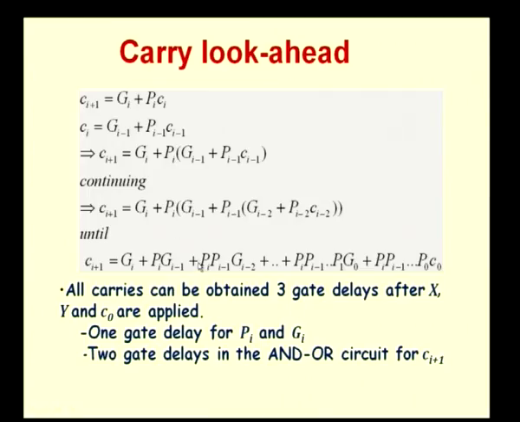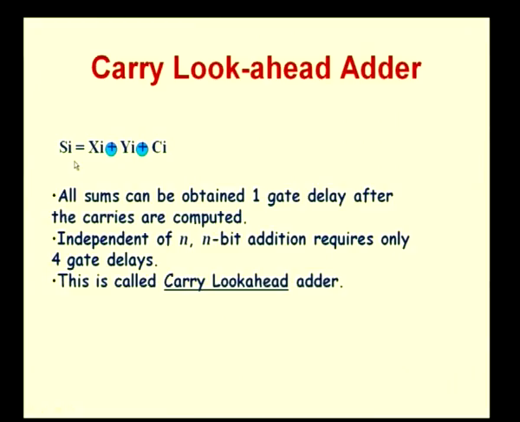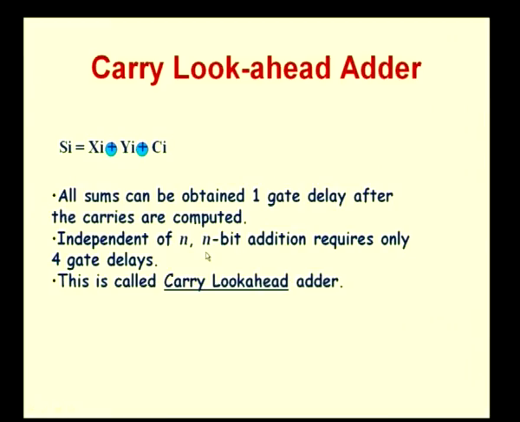Now why do we call it a look ahead adder? Because we are looking ahead to see what the various carries will be by just looking at the values of x and y. So you look ahead, find out what the carries will be, and use those carries to finally compute your sum. You can see that this definitely is a much faster adder, just 4 gate delays independent of the value of n. So any n bit addition can be done in 4 gate delays, definitely much faster than a serial adder and much faster than a ripple carry adder as well.